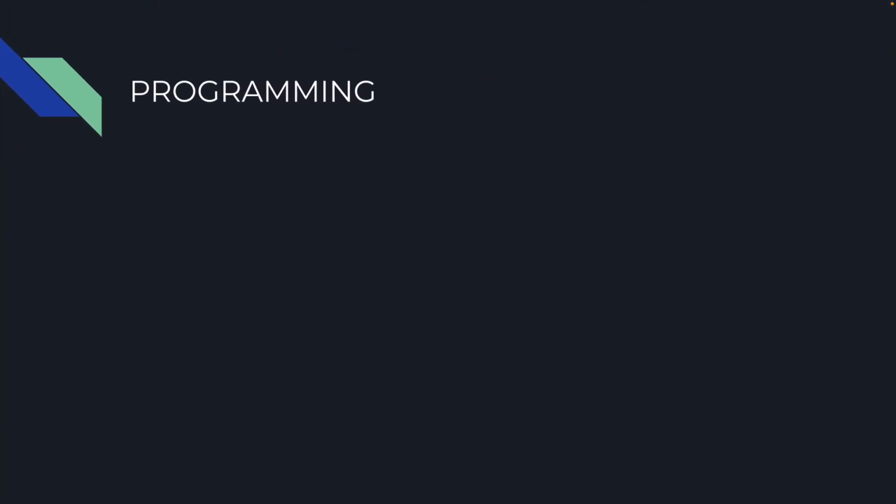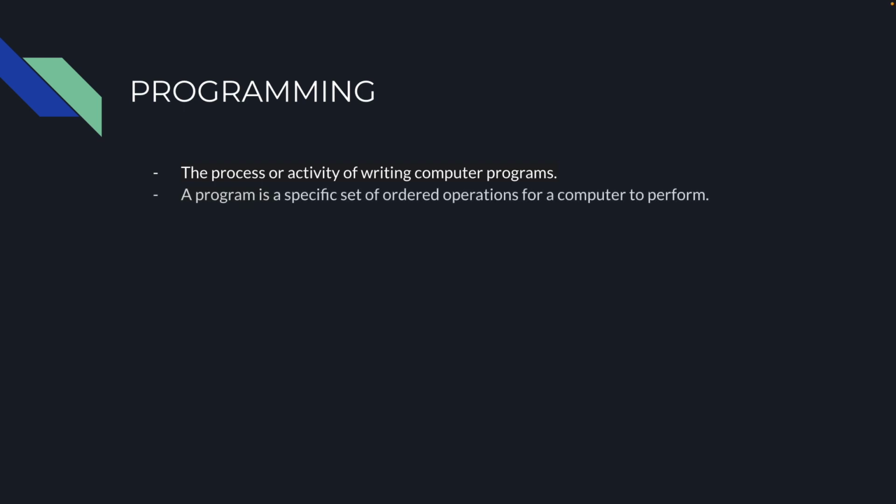So let's dive in. So programming. What is programming actually? Programming is the process or activity of writing computer programs, right? Now you might be wondering what computer programs actually are, right? A computer program is a specific set of ordered operations for a computer to perform.